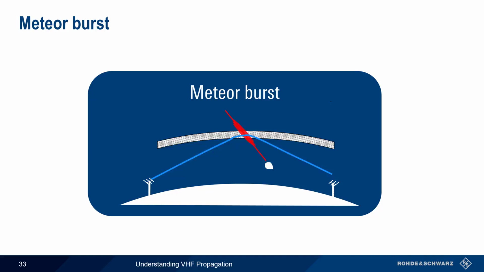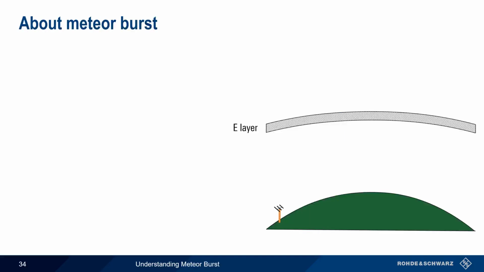Now let's look at meteor burst, sometimes also called meteor scatter, and how meteors can affect propagation at VHF. Meteor burst refers to a form of ionospheric propagation at VHF frequencies.